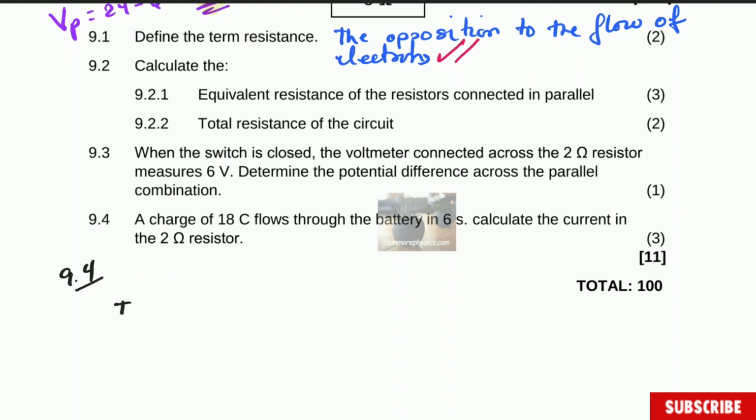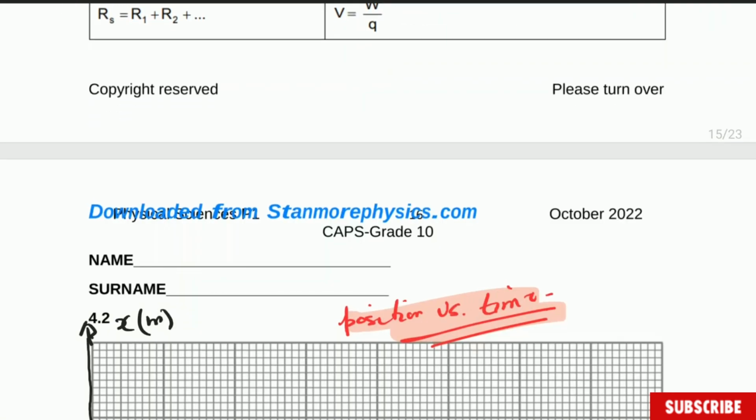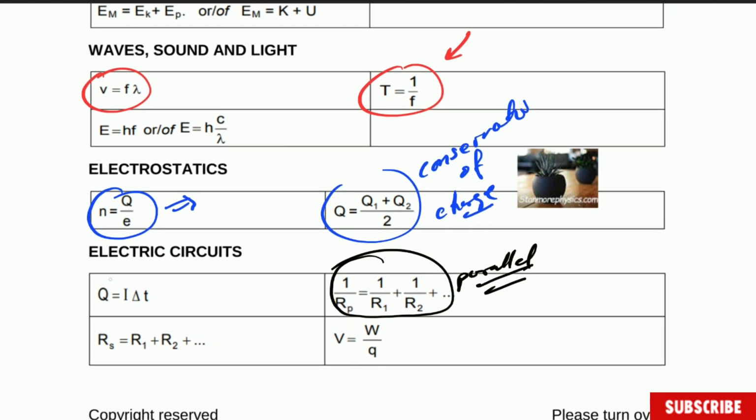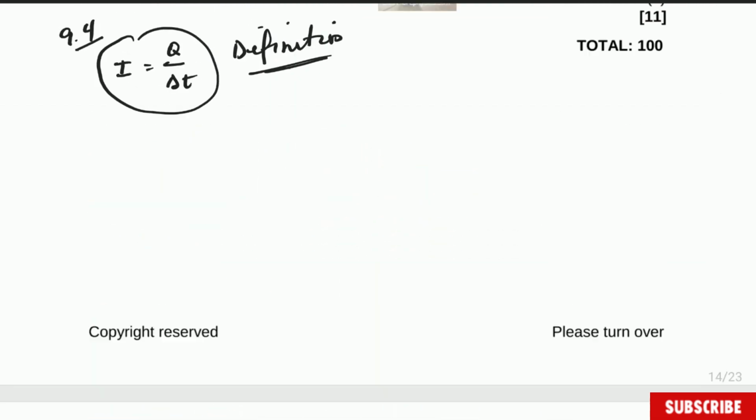You need to know that current is the rate of flow of charge. So it's charge divided by time. This one is the current. This is the definition of current, it could be asked: the rate of flow of charge. The formula is also given to you, just arranged differently. This one is I equal to Q divided by time. The formula is given to you in another way, but it's the same formula.